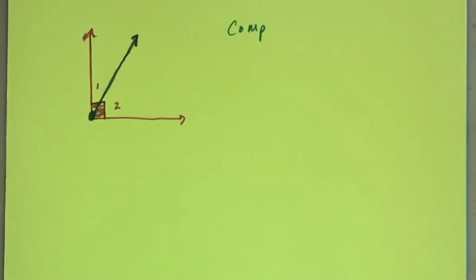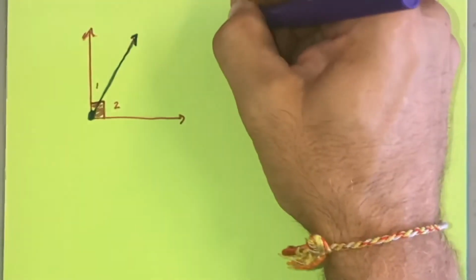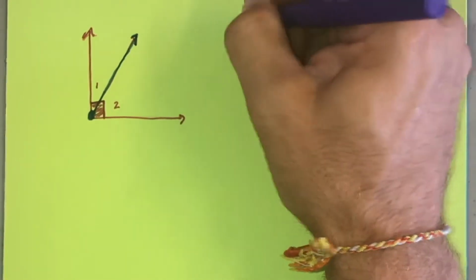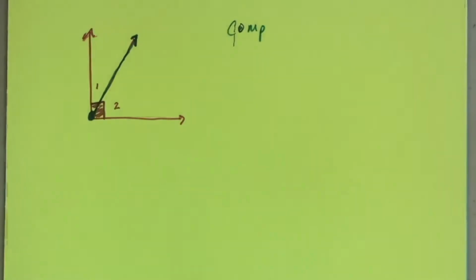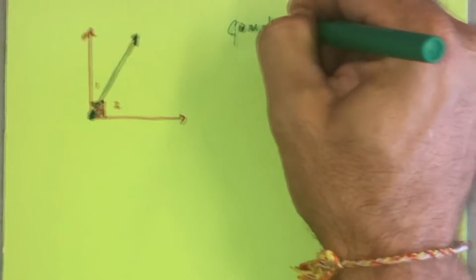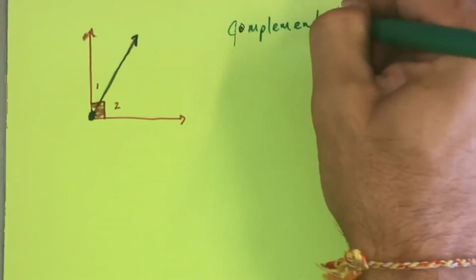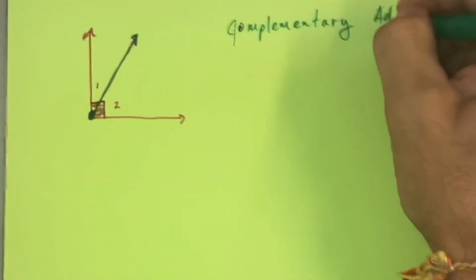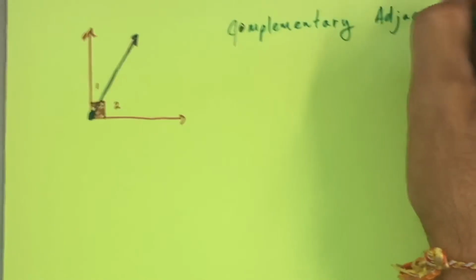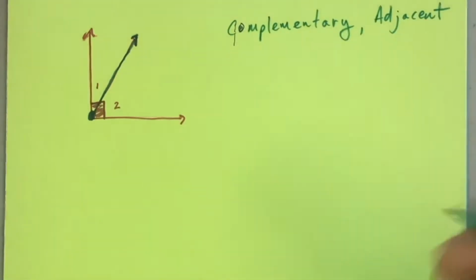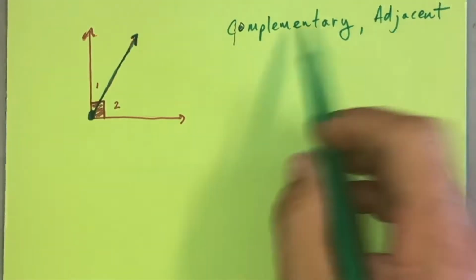Now remember, we remind ourselves what's 90 degrees, because I can make the C in complementary and the O into a 90. So these are complementary and adjacent. So they could be more than one type of angle.